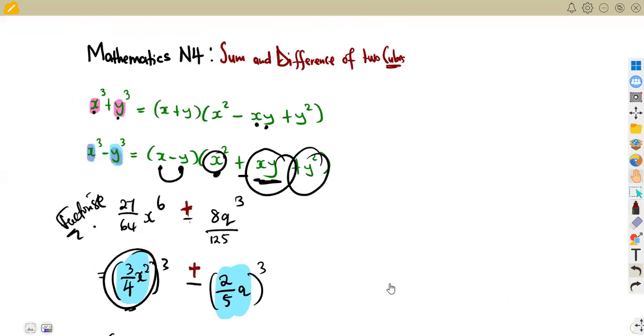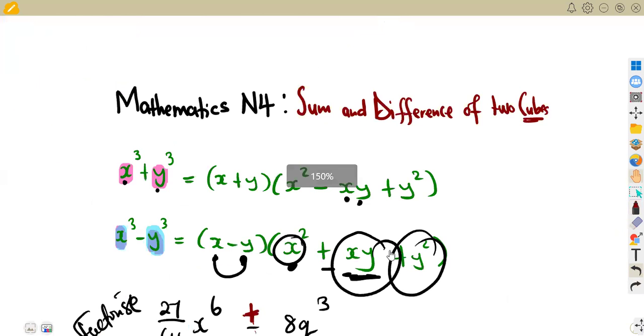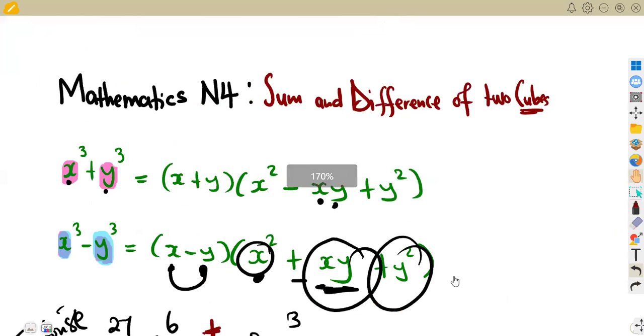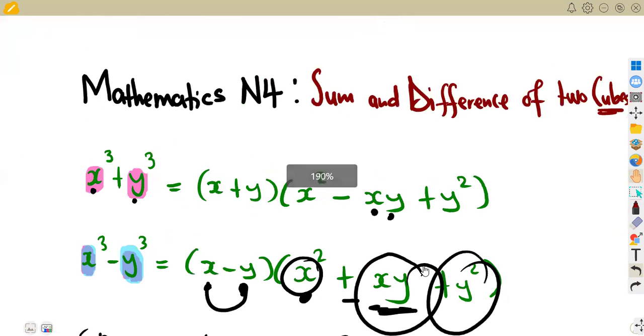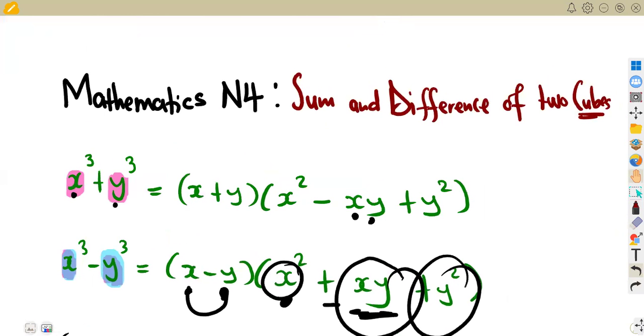So these are your basics that you are supposed to know by heart. Once you know this concept by heart, guys, you will be able to factorize any sum and any difference of two cubes.